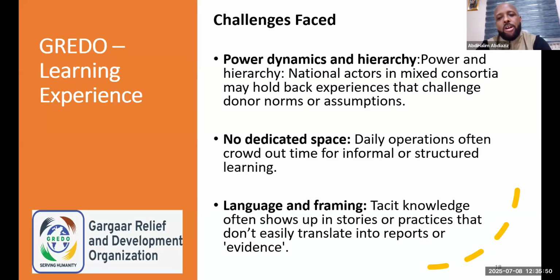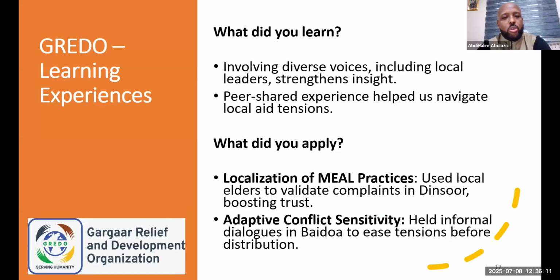In Baidoa, we applied adaptive conflict sensitivity by holding informal dialogue to ease tensions before distribution, addressing community concerns, fostering trust, and involving local stakeholders. It resulted in a smoother and more effective distribution process where the community felt heard and valued. Next, please, Lena.